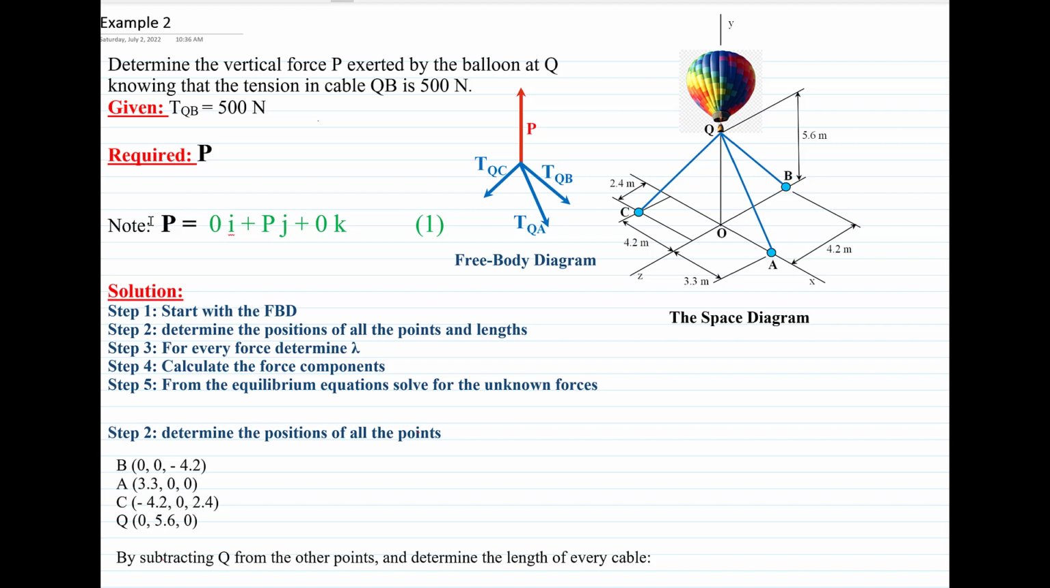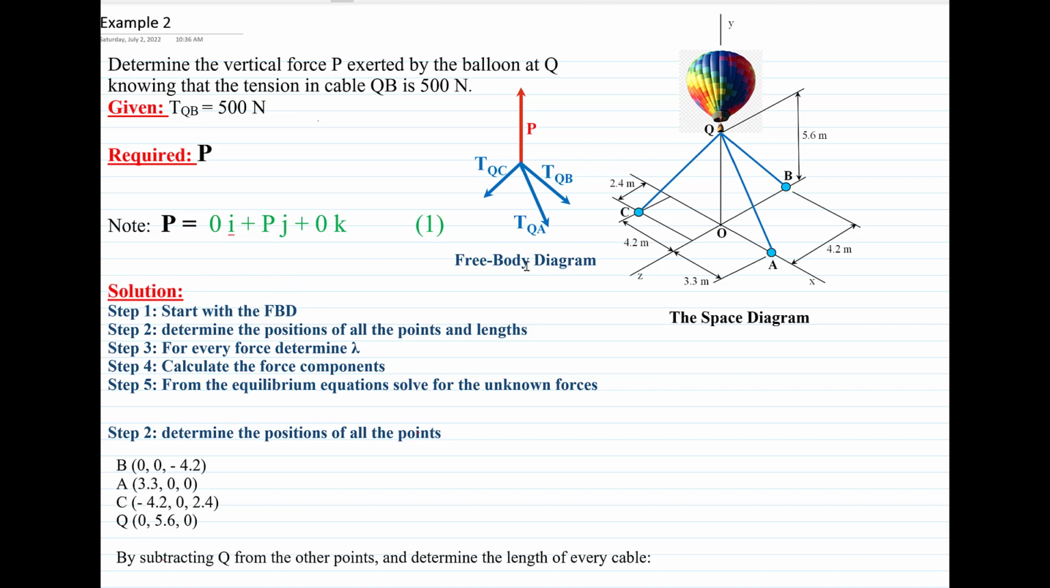Just for your information, we found that the force P is vertical, so it means that it has 0 component in the x direction and 0 component in the z direction, and the total force P is in the y direction. This is why we wrote the force equation as 0i plus Bj and 0k, and we call it equation number 1. We're going to use it later.